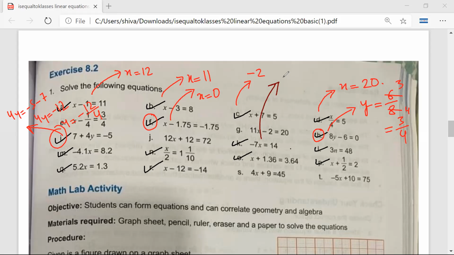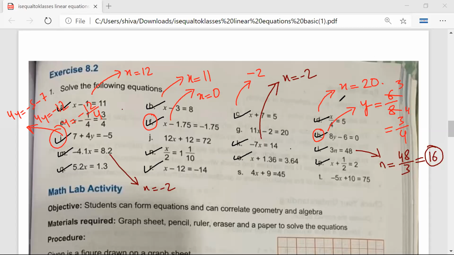-2. Shabash. X is equal to -2. Shabash. L part, Mr. Sarthak. So 48 upon 3. Shabash. Mr. Satya, this will be equal to... I got 16, sir. Shabash. Very nice. Mr. Sarthak, M part. -2.